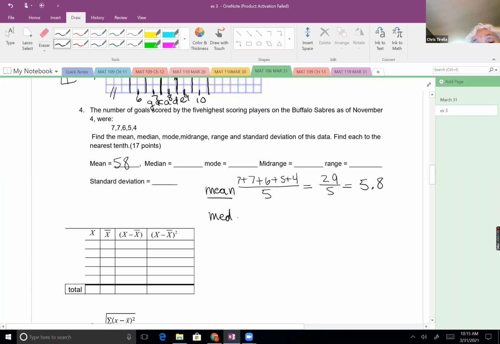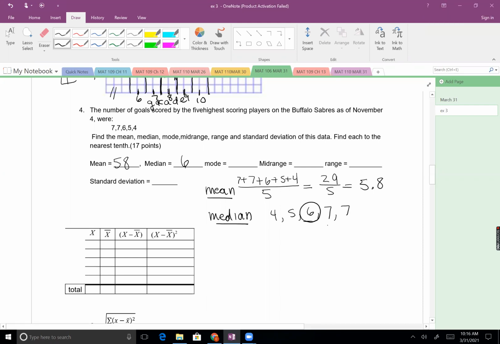Then for the median, does everybody remember? First, we want to put them in order. And the median would be the middle of the list, here 6. The mode is a value.